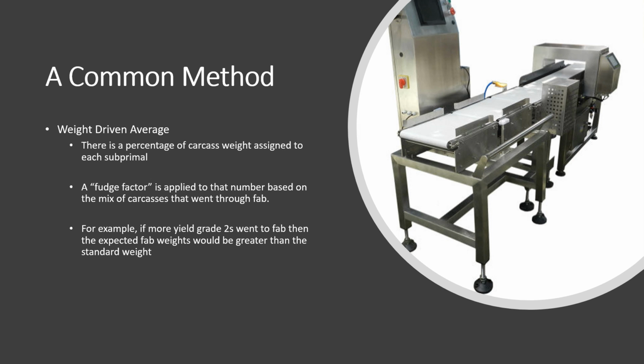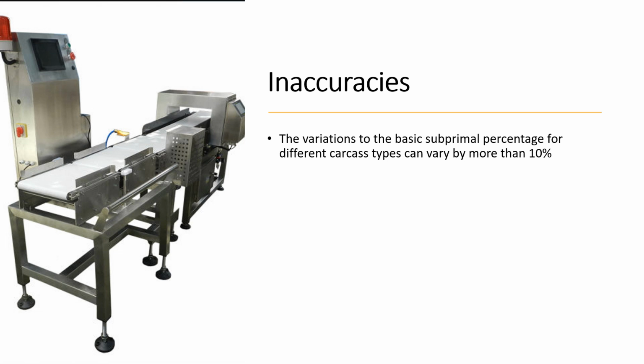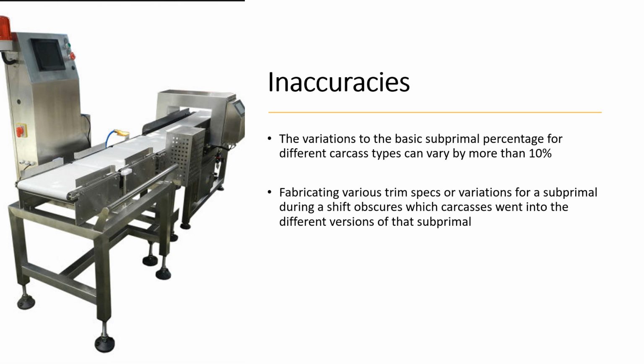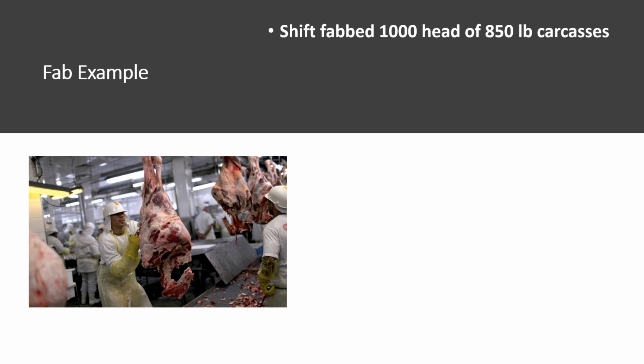For example, if more yield grade 2s went to fab, then the expected fab weights will be greater than the standard weight. Inaccuracies. The variations to the basic subprimal percentage for different carcass types can vary by more than 10%. Fabricating various trim specs or variations for a subprimal during a shift obscures which carcasses went into the different versions of that subprimal.